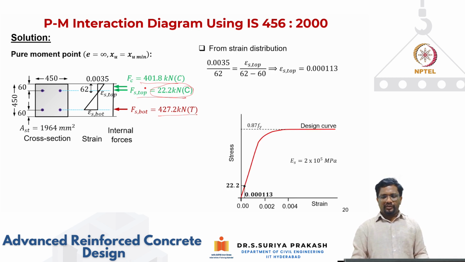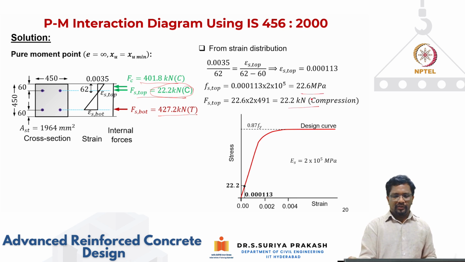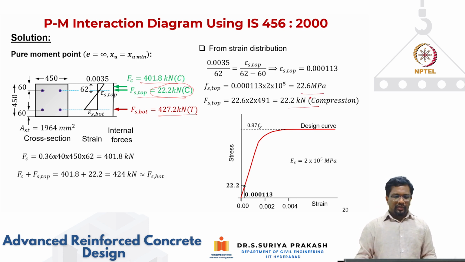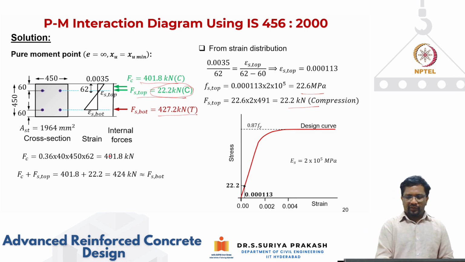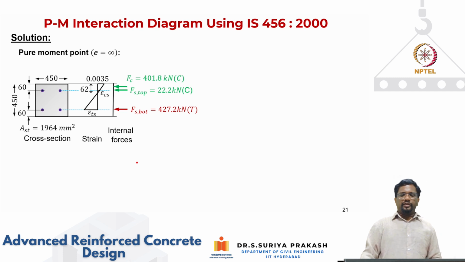So we get the strain as 0.003. So we got all these things, the stresses, and you find the forces. If you sum all of them, Fc works out to be 401.8 kilonewton, 0.36 fck times b times xu, and Fc plus Fs top is 424 kilonewton, which is nearly the same, only 3 kilonewton different. If you slightly increase your neutral axis depth to 62.2 or so, then you will get the exact value. But anyway, we can say that the equilibrium condition is satisfied.